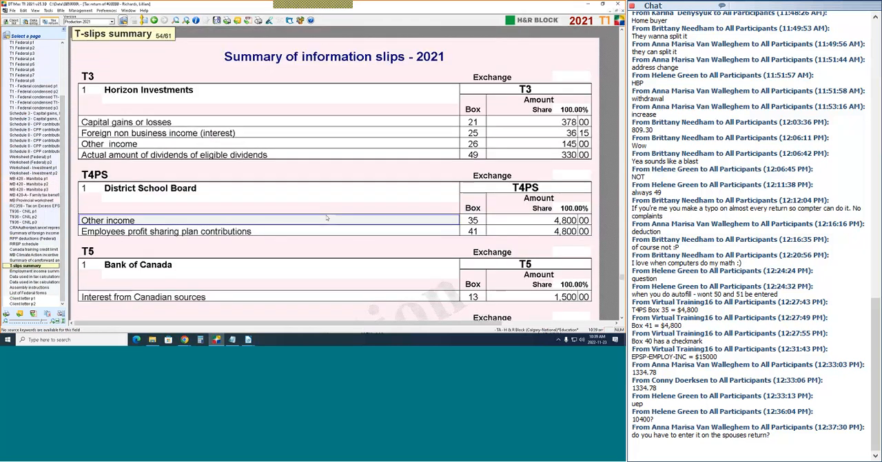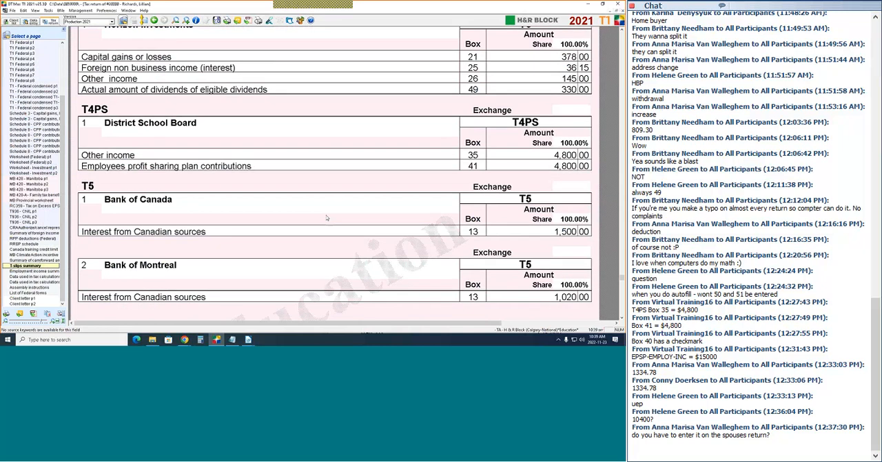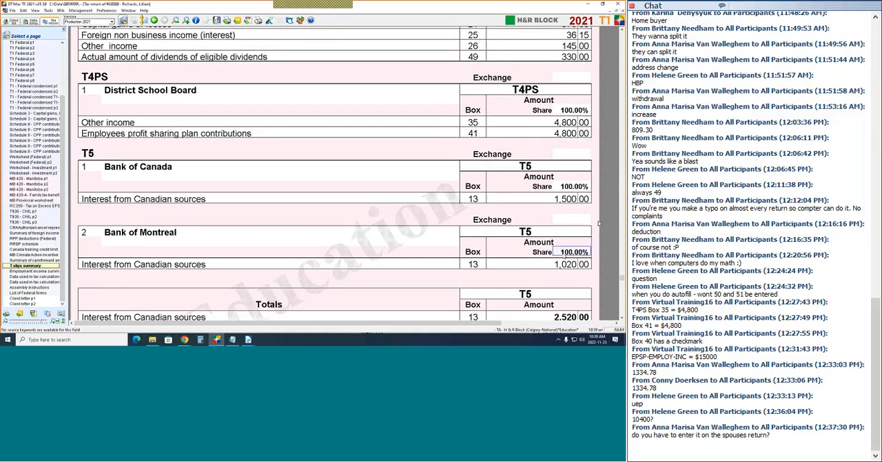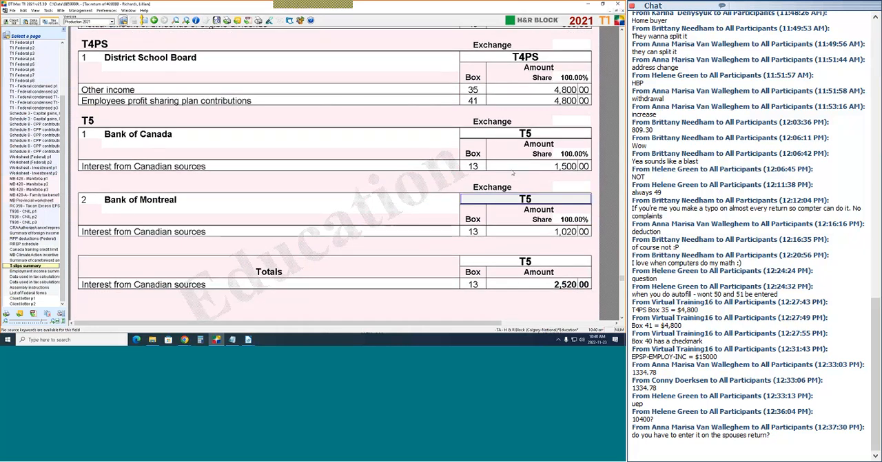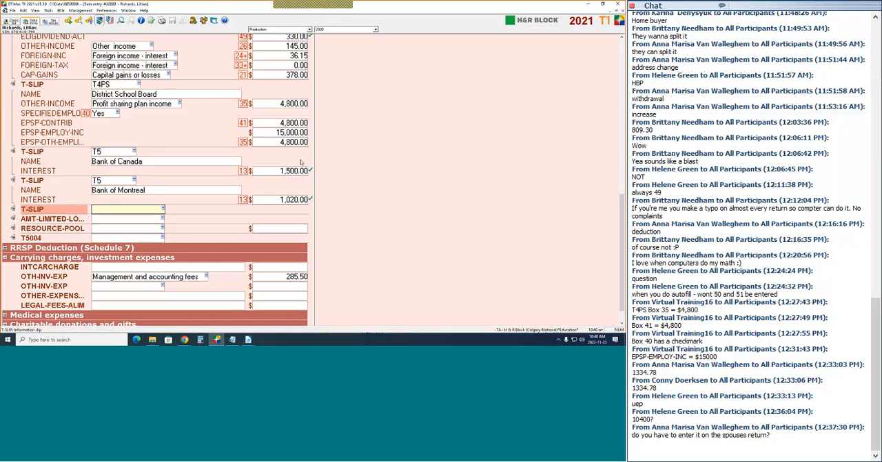But I will have a T-slip summary down at the end so I can see which slips I have entered and what box numbers they were there. So I can go down and look for it later and go, where did I get that income from? I had a box 13 and a box 13 and a box 13 from T5s, and this is what it looks like. So 2 numbers and a total. Okay. Going back to my data entry again.